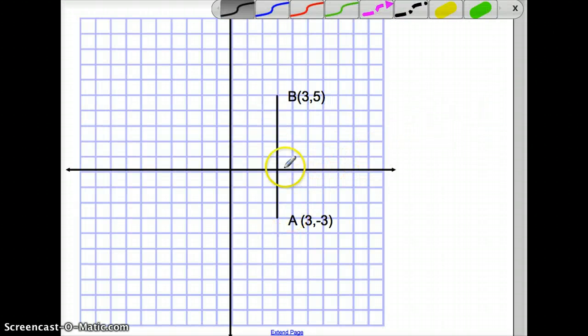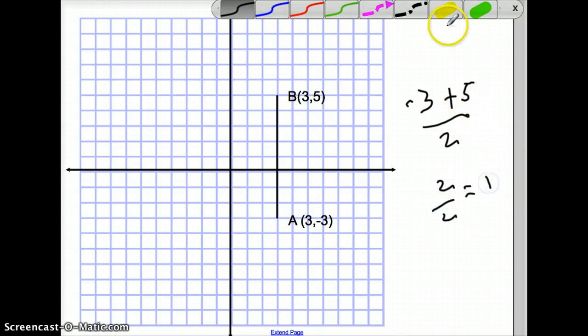Now the same thing is true if we work with a vertical segment. So in this case we're dealing with the y-coordinates. If we think about it, the midpoint's going to be somewhere here in the middle. If we take the average of the y-coordinates, we have minus 3 plus 5 divided by 2. Minus 3 plus 5 is 2. 2 over 2 equals 1. So our midpoint is at 1 here.